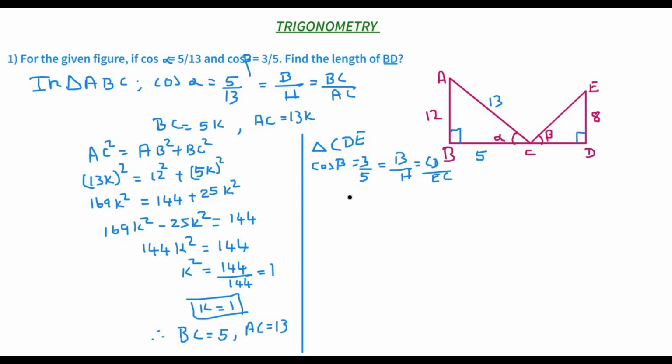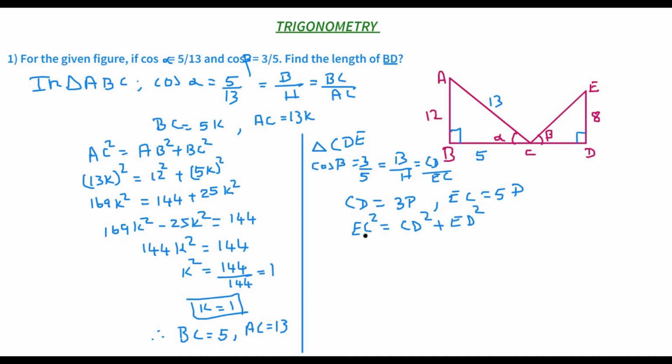So we can keep CD equals, since this is 3, I will keep it as 3P. You can take any alphabet, X, Y, Z, anything. I just took it as P. That time I took it as K. Now I have taken it as P. Now we know CD equals 3P and EC equals 5P. So the same Pythagoras theorem I am going to apply here. And we know ED is 8. So now let us apply it. Which is our hypotenuse? EC. So the hypotenuse square is equal to the sum of the squares of the other two sides, CD square plus ED square. ED and DE are both going to be the same.